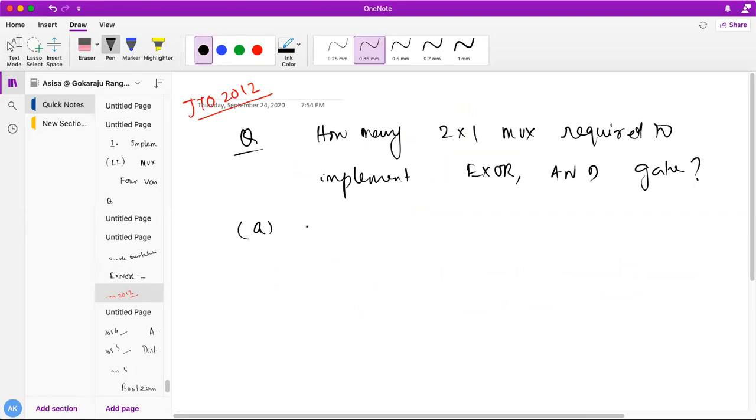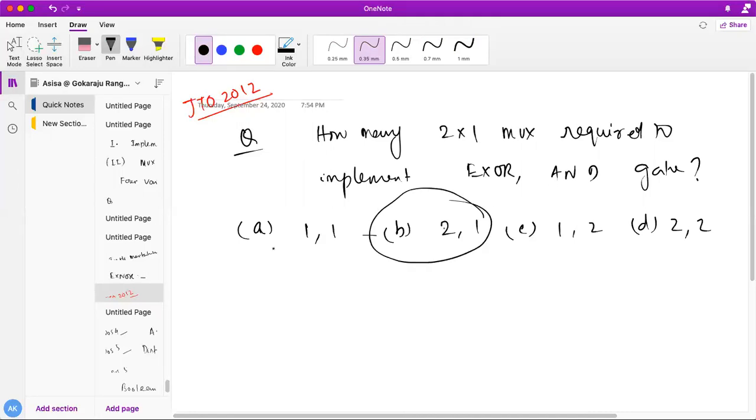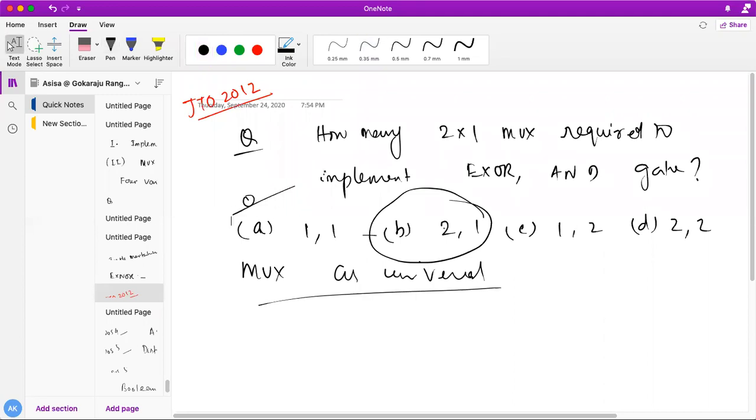So what are the choices there? A: 1 and 1, B: 2 and 1, C: 1 and 2, D: 2 and 2. So what you have to do, students? For XOR, how many muxes are required? 2. For AND, how many muxes are required? 1. So this is my choice. Very simple. If you know muxes are universal, only then can you do that. Otherwise, you will get 0 marks for it. Do you all understand? Very simple question. It actually came in JTO 2012.